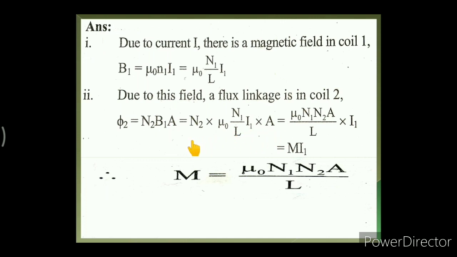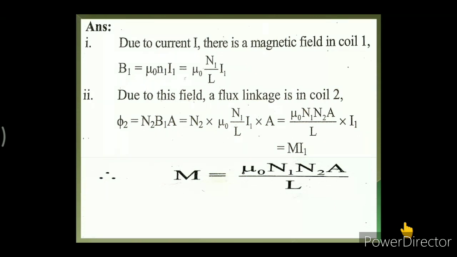Now we can write it as mu 0 N1 N2 A upon L into I1. Here we are just rearranging the factors, where the value mu 0 N1 N2 A upon L is said to be the mutual inductance of the two coils. So phi 2 becomes M into I1, and hence finally we can write that the mutual inductance M of the two coils is nothing but mu 0 N1 N2 A upon L.